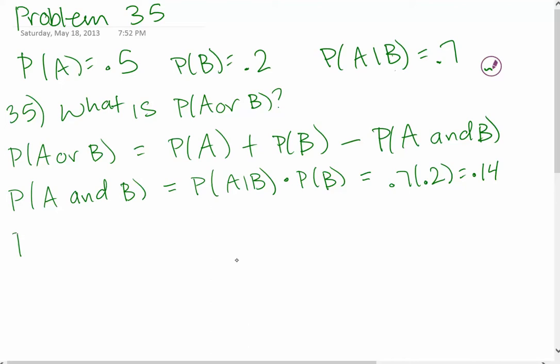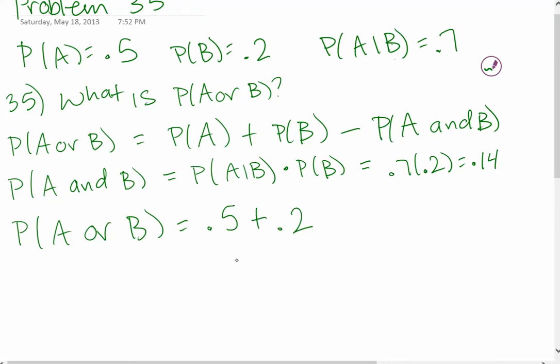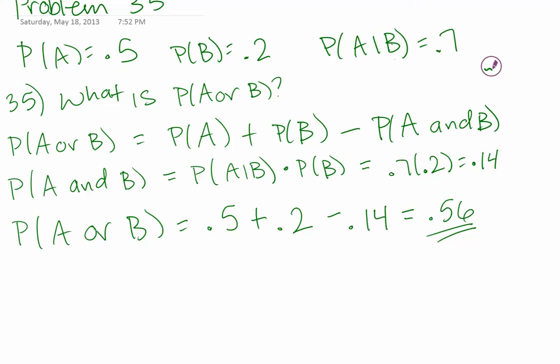So now back to our probability of A or B. So probability of A is 0.5 plus the probability of B, which is 0.2, minus the probability of the intersection, or the and part, and let's see what we get. We get 0.56. So that's how we find the probability of A or B. So that was question 35.